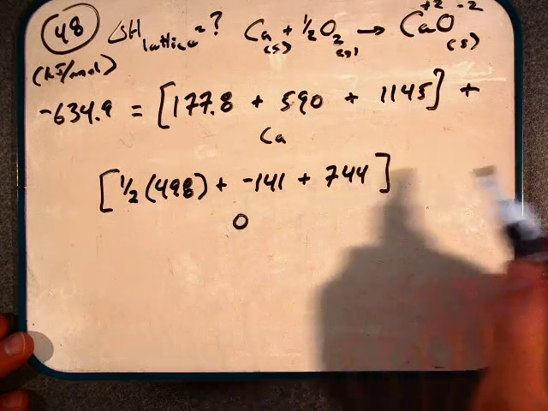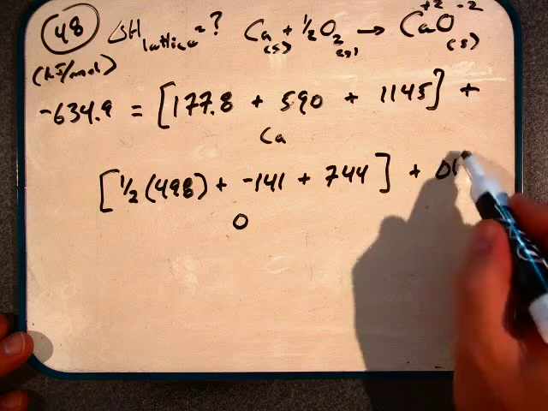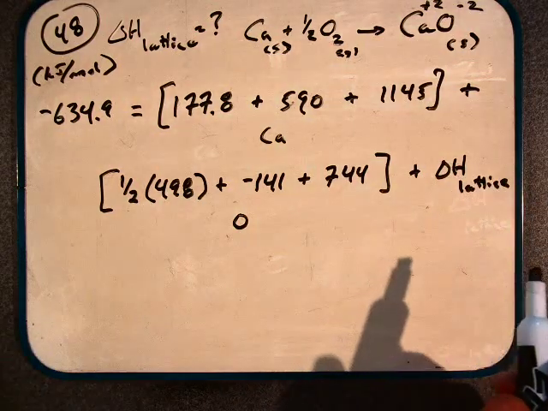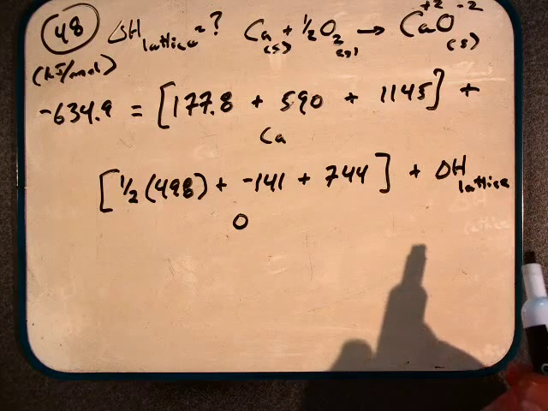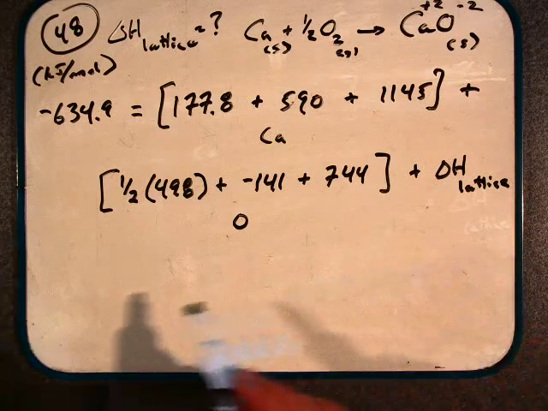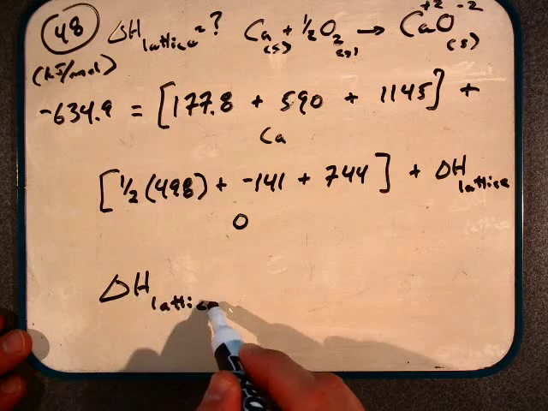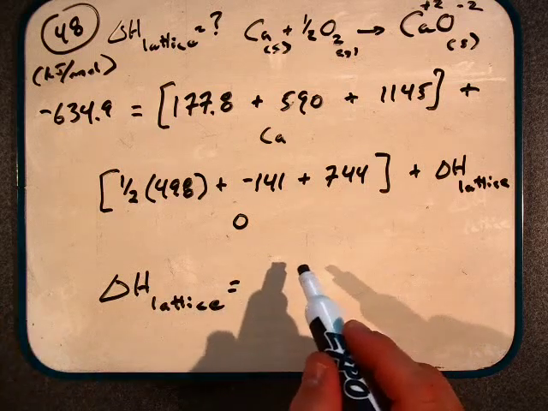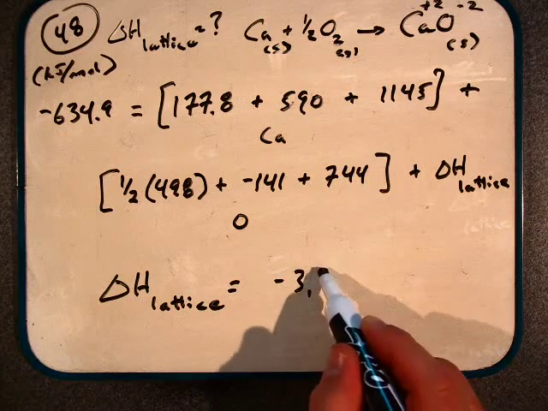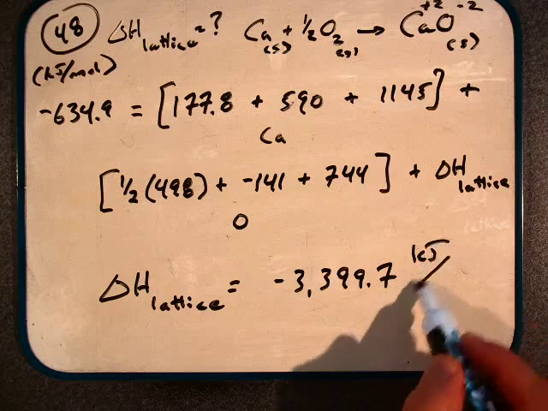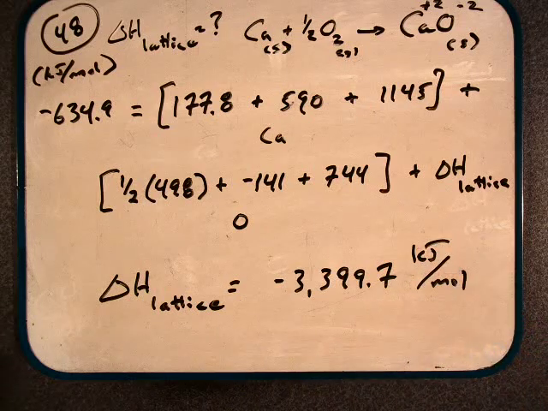And so that's dealing with our oxygen, and then we have left over what we are actually trying to determine, the actual lattice energy. And so if we bring everything over to the right, we can then solve for our lattice energy to be a negative 3,399.7 kilojoules per mole.